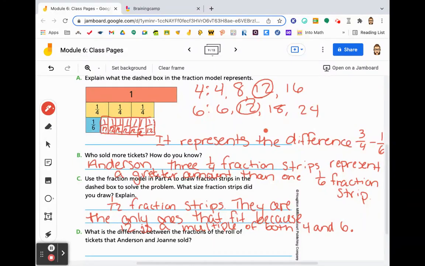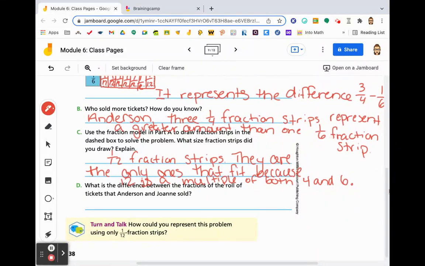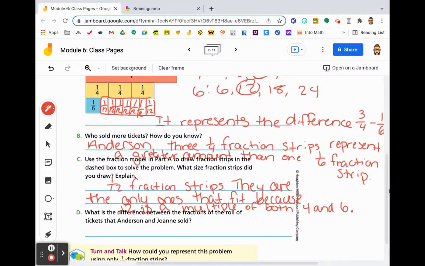So then it says, what is the difference between the fractions of the roll of tickets that Anderson and Joanne sold? Well, we have 1, 2, 3, 4, 5, 6, 7 twelfths. So 7/12 of the roll of tickets.